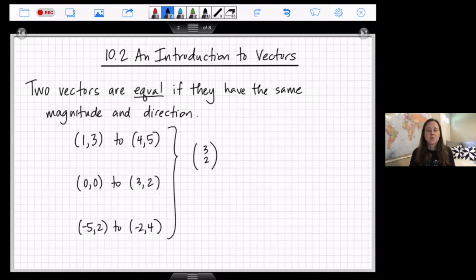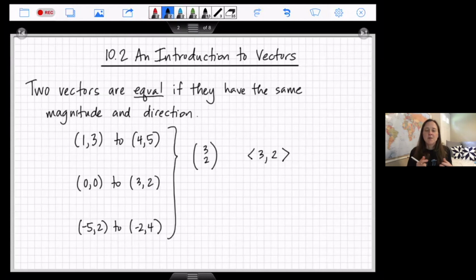GeoGebra called all 3 of these the vector (3, 2). And that's GeoGebra's version of what we'll call component form of a vector. Our notation for component form will look slightly different but convey the same information. So ours will look like this. This is the same notation your book uses. We use those pointy brackets so that it doesn't look like a point. So pointy brackets means a vector, but it still gives you the X component and the Y component.